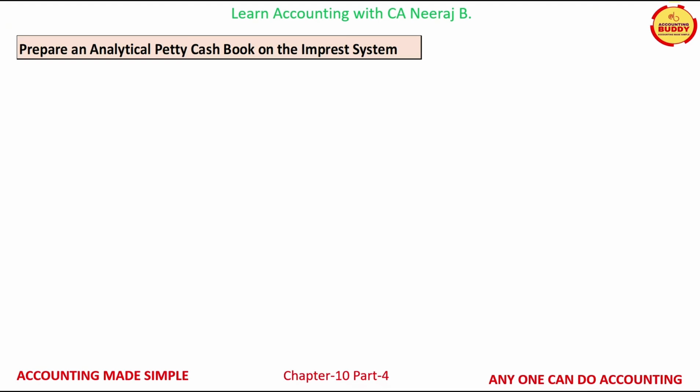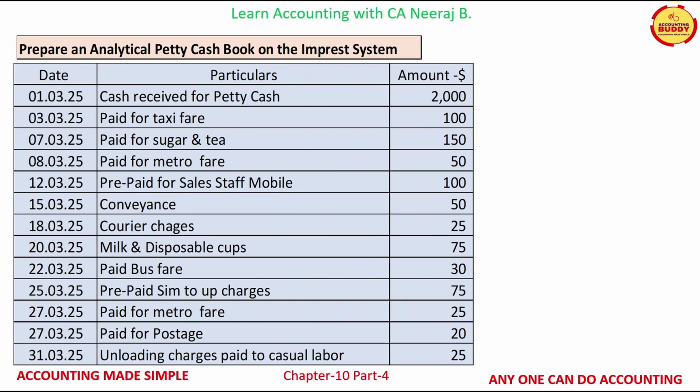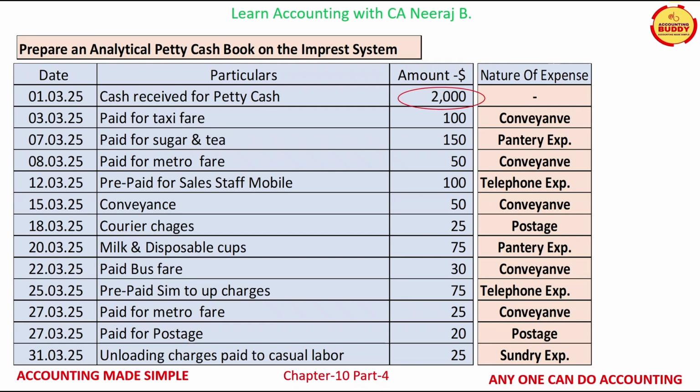All the petty cash expense transactions of a business, say for the month of March 25, are displayed on your screen. On 1st March 25, the petty cashier received $2,000 to meet the petty cash expenses of the business. First of all, for every petty cash paid, we should identify the appropriate account head. In our example, the petty cashier paid conveyance expense to the business staff 5 times in March 25. Please note that taxi fare, metro fare, bus fare all are of the nature of conveyance. Therefore, all these expenses will be accounted under the expense head of conveyance account.